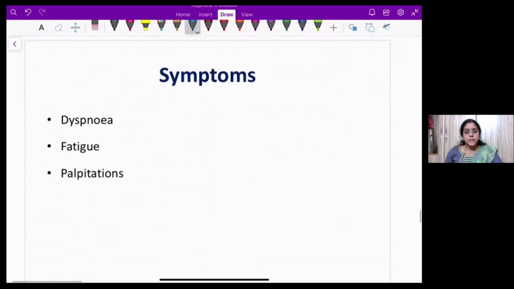So when this patient is having mitral regurgitation, he is having failure symptoms. What are they? It's basically dyspnea, fatigue, and palpitations. When does the patient develop palpitations? When the patient is having tachycardia, the heart is not able to compensate for the increased volume of blood. So the patient will have palpitations. They can have associated atrial fibrillation as well. So this is what happens in mitral regurgitation.